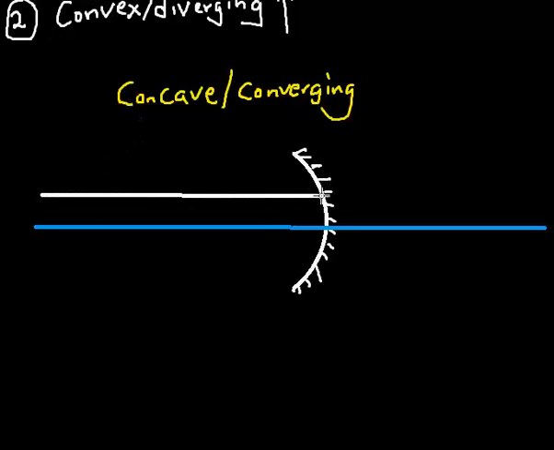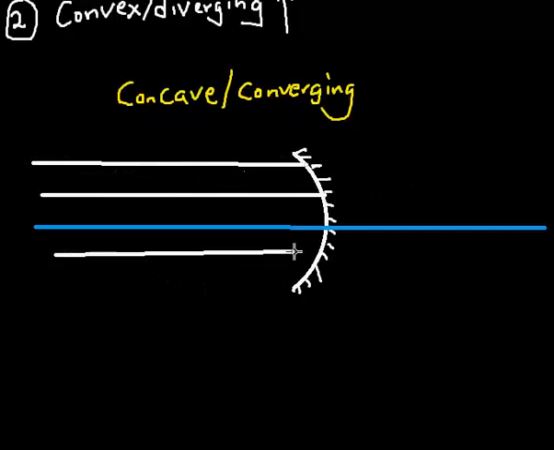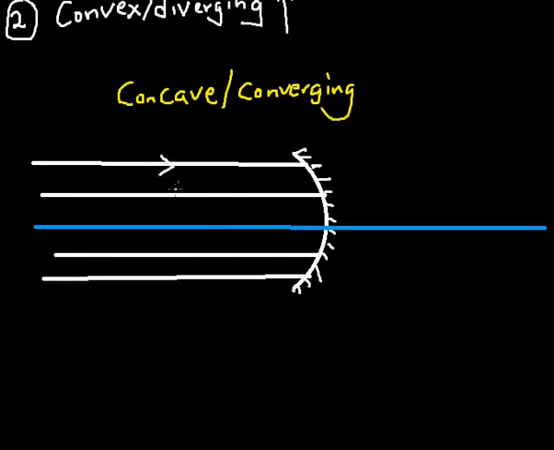Okay, so this is the parallel axis, 1, 2. Okay, 1, 2. So of course these are parallel rays of light. All these represent parallel rays of light that are incident on the mirror. Now, as these rays are incident on the mirror, they will definitely reflect.